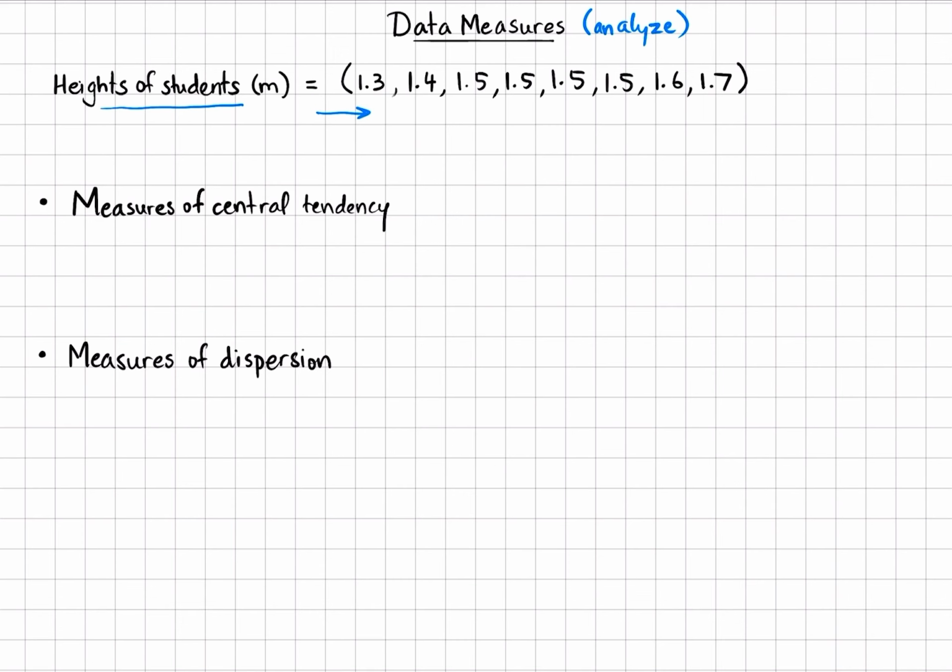And if we look here, because it's a small data set, we can immediately say that the number that is most repeated here is 1.5, right? So we could say that approximately our measure of central tendency for this data set is 1.5 meters.